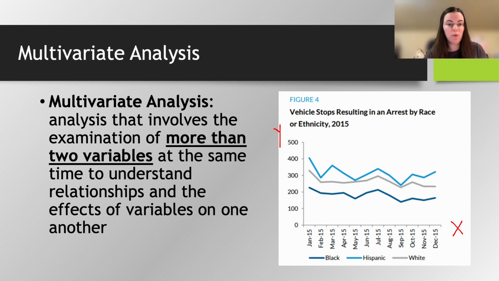So in this case, what we're looking at here is the number of vehicle stops that resulted in an arrest by race or ethnicity in the year 2015. And so on my y-axis here, I am first looking at the number of vehicle stops that resulted in an arrest.